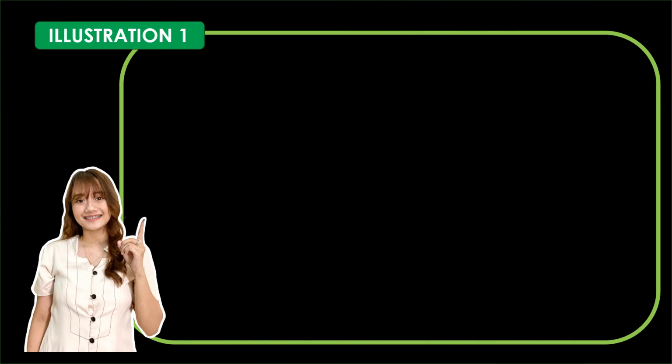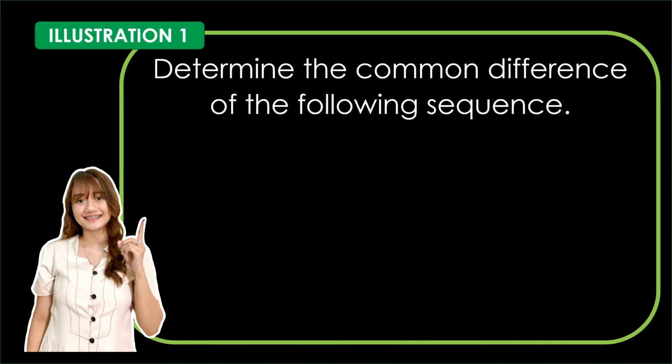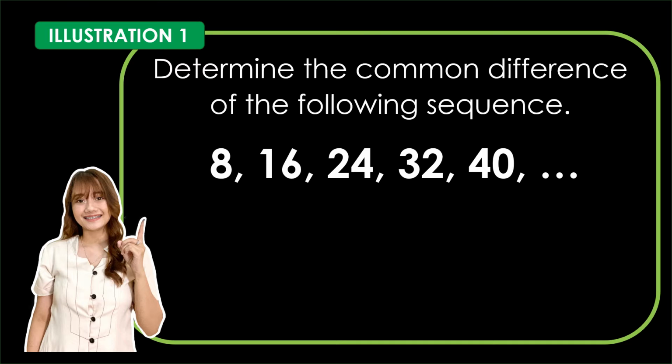To understand the aforementioned concepts, let us have some illustration. We have illustration 1. Determine the common difference of the given sequence. We have 8, 16, 24, 32, and 40.